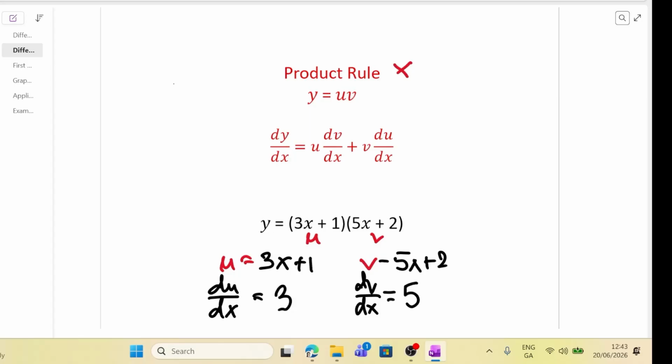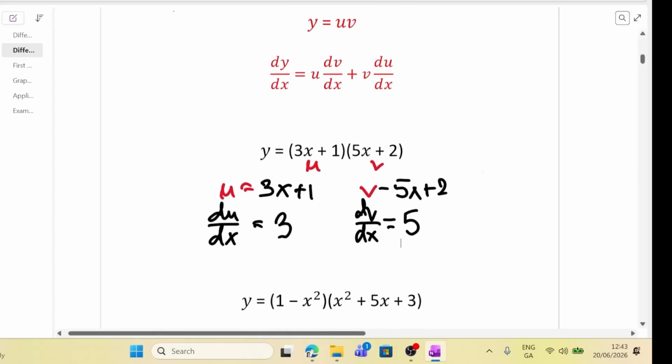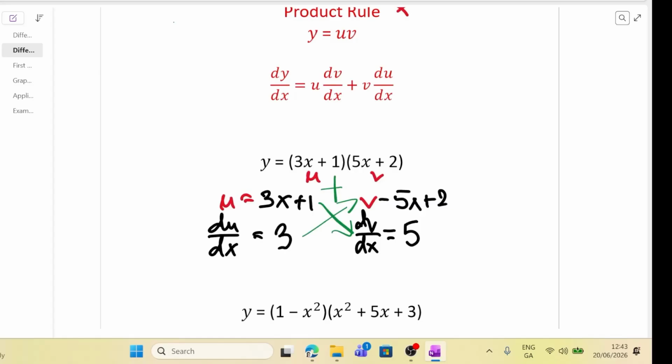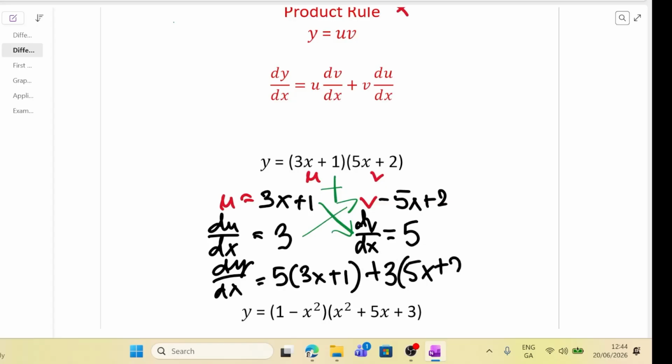Now, how will I work with this now? You have the formula in your log tables, but it's actually very simple to memorize. The only thing that we need to do over here is cross multiply and add these two. So I go back now to my y, and then the derivative, dy over dx, is simply 3x plus 1. That will be my first multiplication, and then plus 3 bracket 5x plus 2.